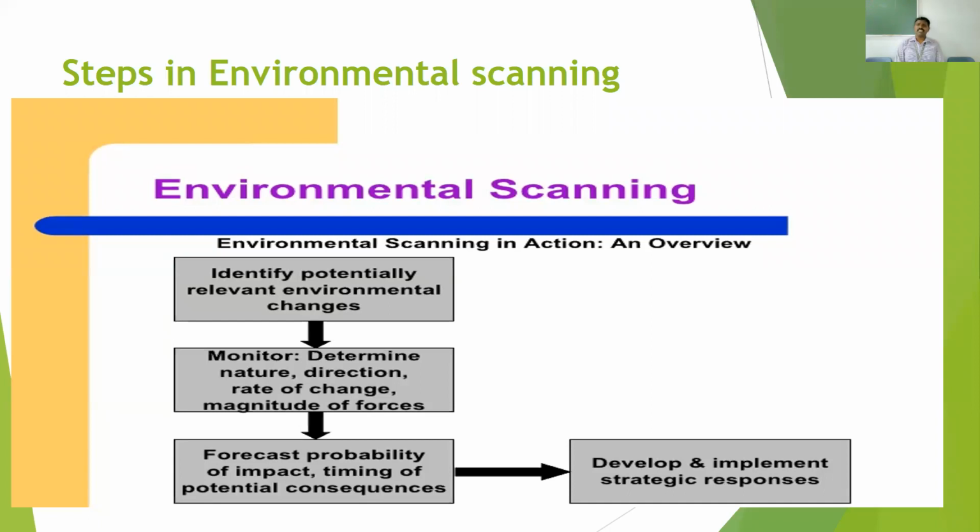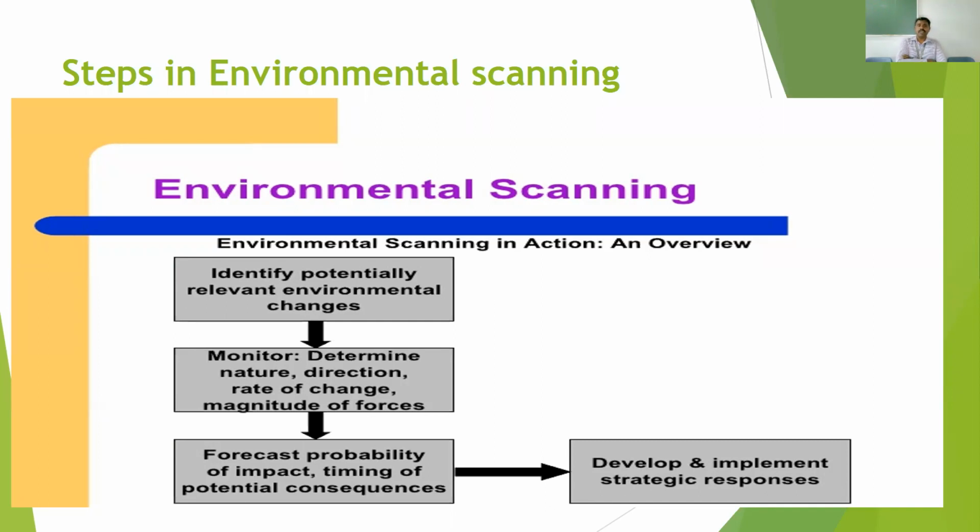Okay, whatever changes are there, in the micro as well as the macro marketing environment, you have to first identify them. So identifying potentially relevant environmental changes means identifying which changes are going to affect your business activities. That you have to identify first.